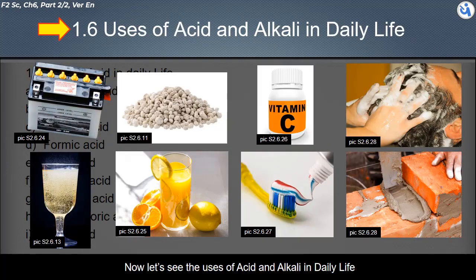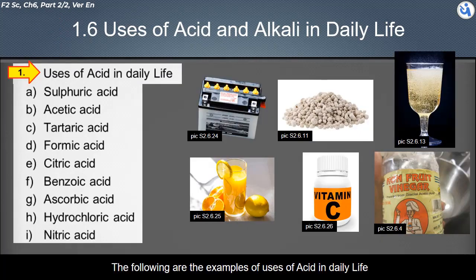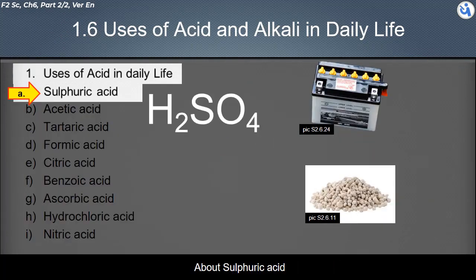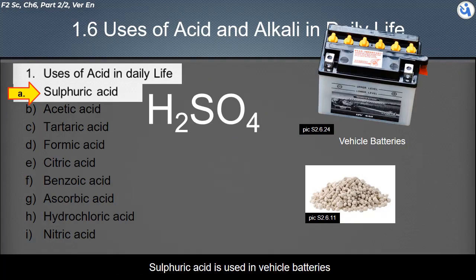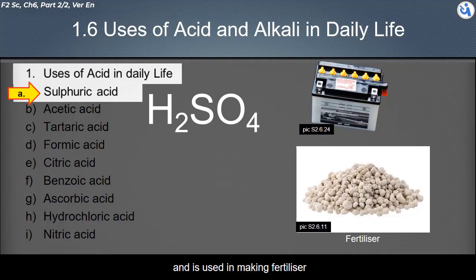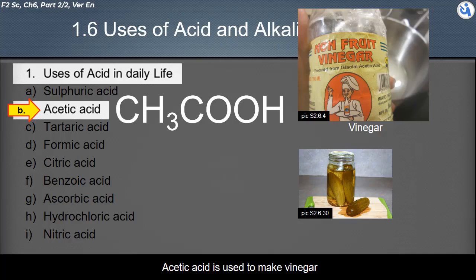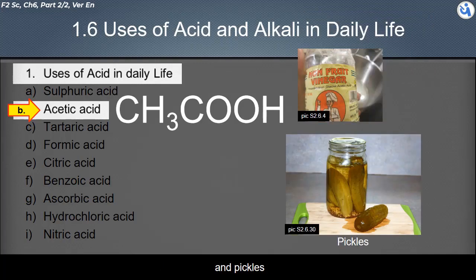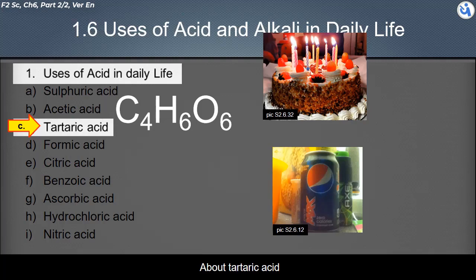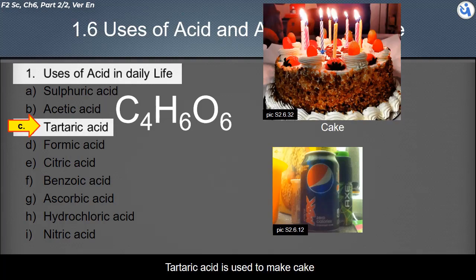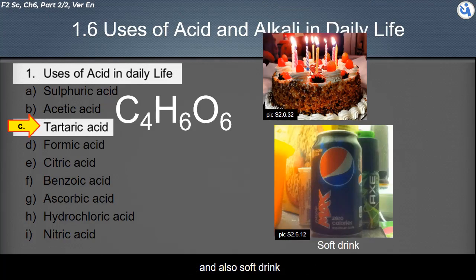Now, let's see the uses of acid and alkali in daily life. The following are examples of uses of acid in daily life. About sulfuric acid. Sulfuric acid is used in vehicle batteries and in making fertilizer. About acetic acid. Acetic acid is used to make vinegar and pickles. About tartaric acid. Tartaric acid is used to make cake and also soft drink.